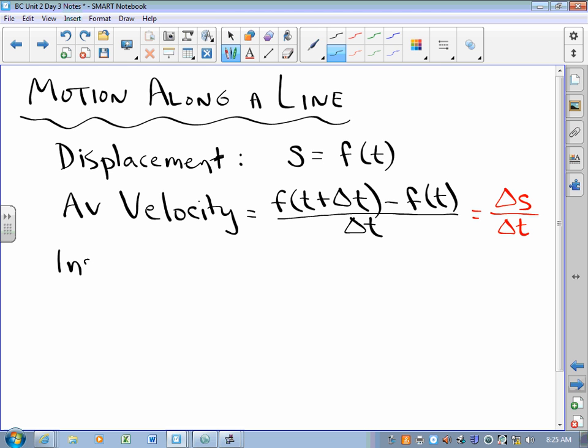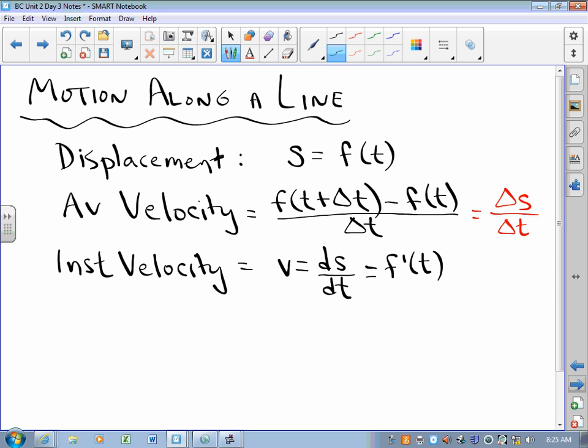When we talk about instantaneous velocity, it is the derivative of displacement with respect to time. It is f prime of t. So when you see instantaneous, that always, always, always means we're taking a derivative of somebody.